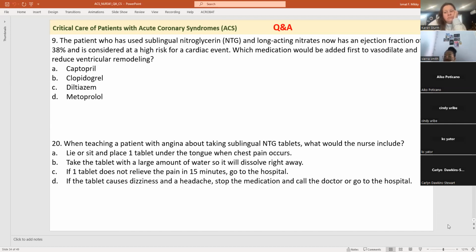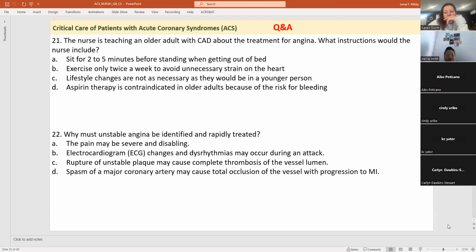Right, exactly. If the symptoms persist and patients still have the same symptoms or chest pain after taking the third one, that's critical. These are the teachings that we will provide to our patients.